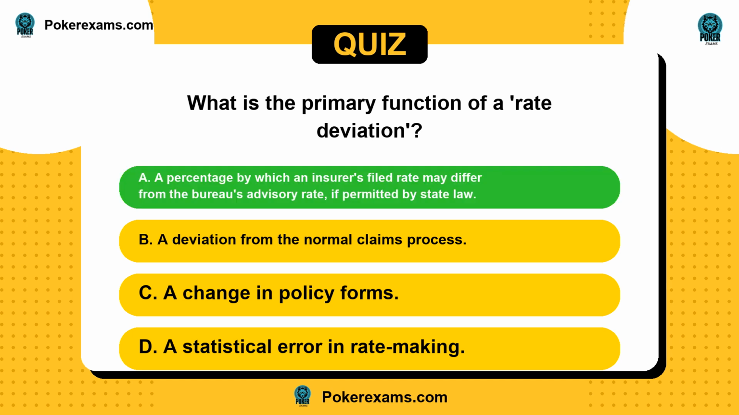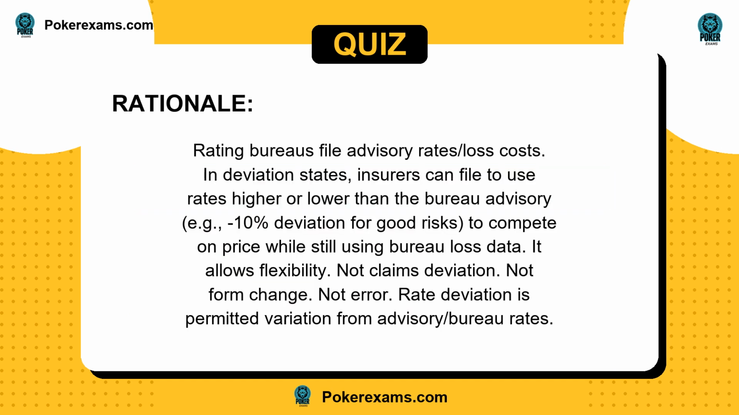The answer is A. Rating bureaus file advisory rates/loss costs. In deviation states, insurers can file to use rates higher or lower than the bureau advisory, e.g., minus 10% deviation for good risks, to compete on price while still using bureau loss data. It allows flexibility. Not claims deviation. Not form change. Not error. Rate deviation is permitted variation from advisory/bureau rates.